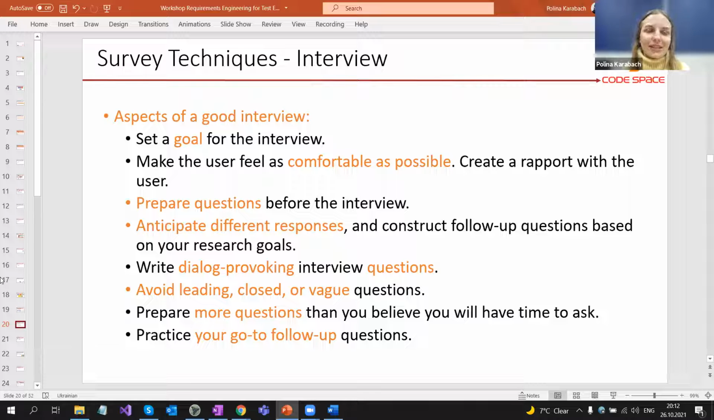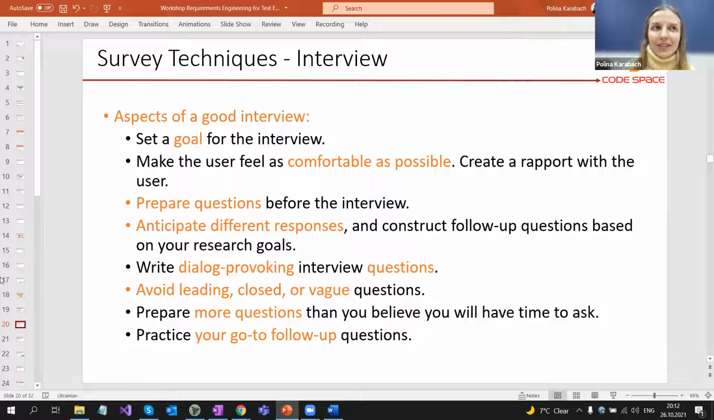It's also necessary to prepare the questions you want to ask in advance, because during the interview, especially if it's some important user of ours, we might be a little bit stressed and might forget to ask some important questions. Also, we need to understand how many questions we have to also keep in mind whether we will have time to ask all of those.